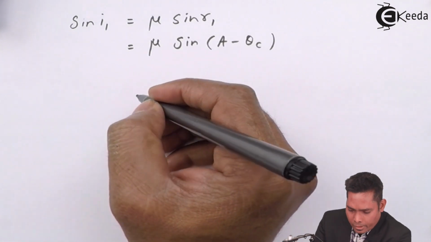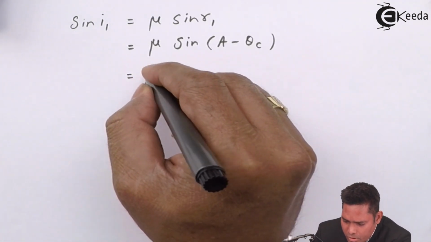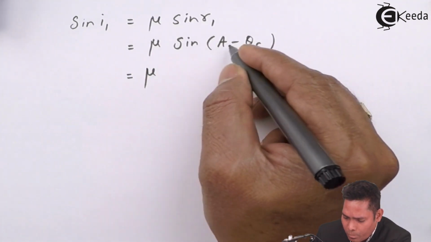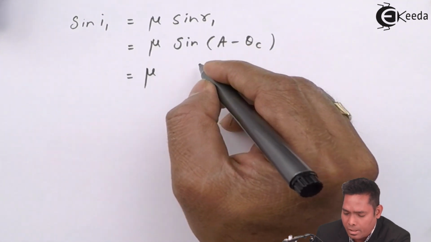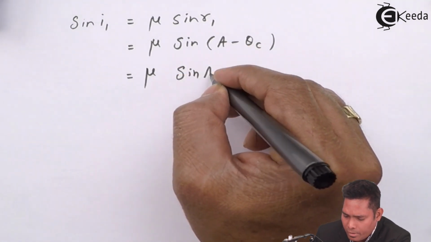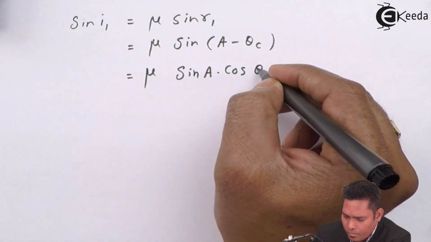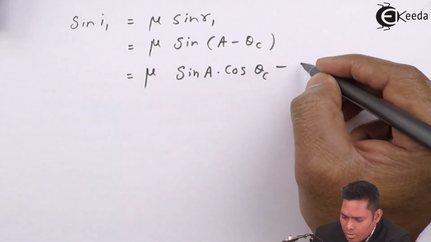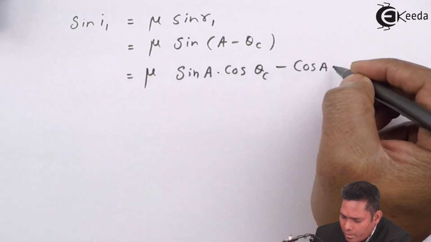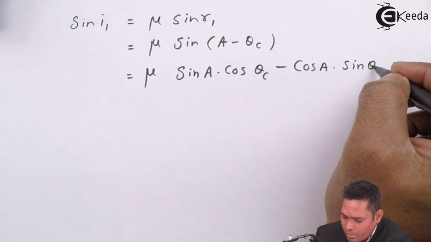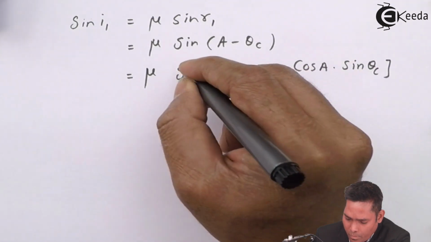So then this sine A minus B formula is to be applied. Sine A minus B is sine A cos B minus cos A sine B. This is the formula to apply.